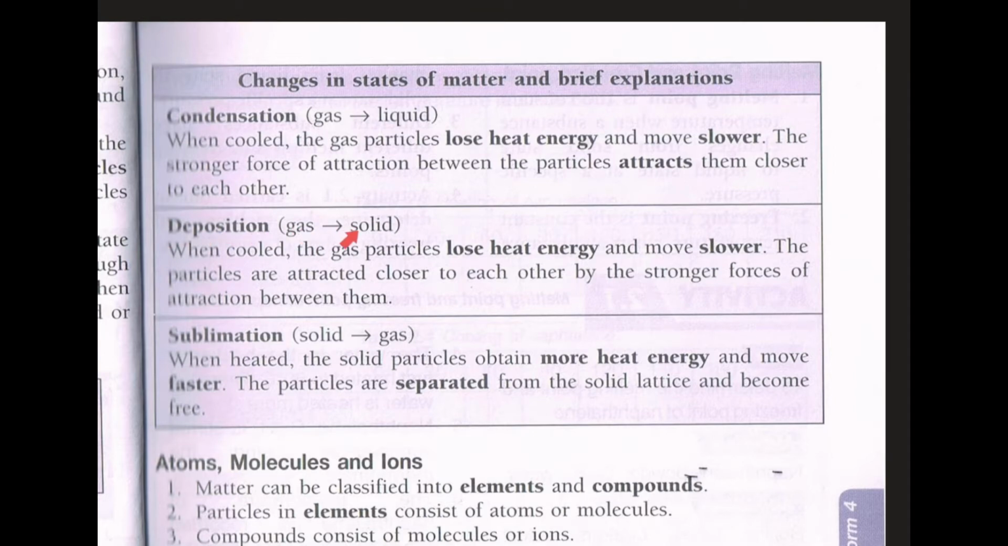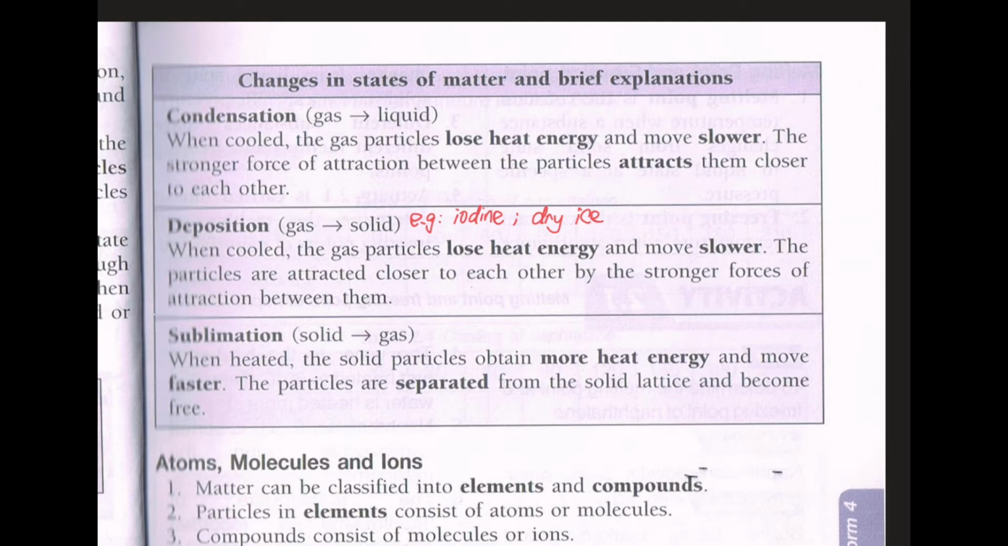Deposition is where gas changes to solid. This is the opposite of sublimation. When cold, the gas particles lose heat energy and move slower. The particles are attracted closer to each other by the stronger force of attraction between them. So for example, iodine. Iodine will go through deposition. Besides iodine, dry ice will go through deposition also. That means dry ice becomes gas, and from gas it becomes dry ice, the solid. Iodine also, from iodine solid it becomes iodine vapor, and iodine vapor can change back to iodine solid. So they don't become liquid.